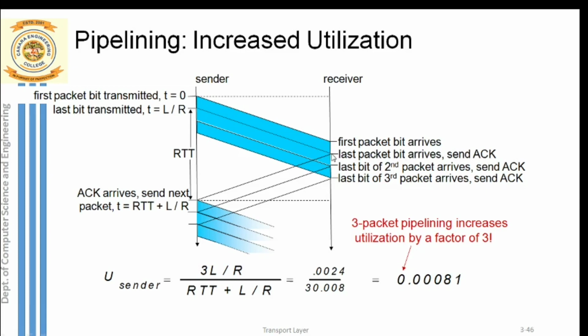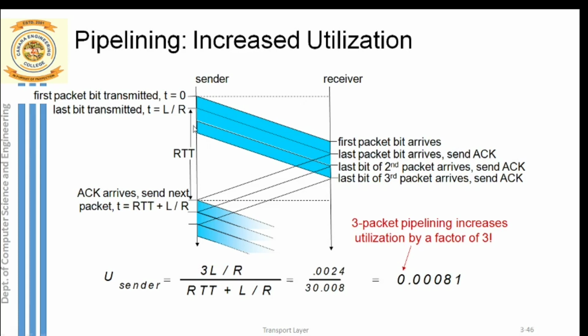Immediately after the last bit of the first packet arrives at the receiver, it will transmit the acknowledgement back to the sender. You can see here, after the last bit of the first packet is received, the receiver sends the acknowledgement. Similarly, the second packet also starts. After the last bit of the second packet arrives, the acknowledgement for the second packet is sent. Similarly, for the third packet, once its last bit arrives, the acknowledgement for that particular packet will also be sent, right? So 3 acknowledgements for 3 packets.